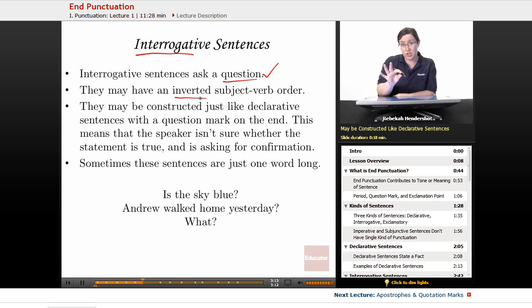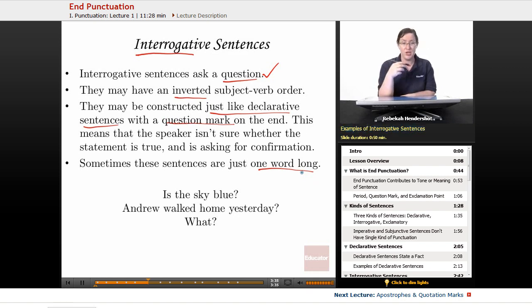They may also be constructed just like declarative sentences, with a question mark on the end. This means that the speaker isn't sure whether the statement is true and is asking for confirmation. Either they just can't believe what you just said, or they want to make sure they've got it right. Sometimes these interrogative sentences are just one word long.